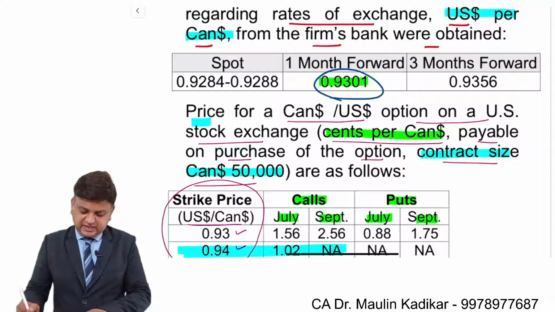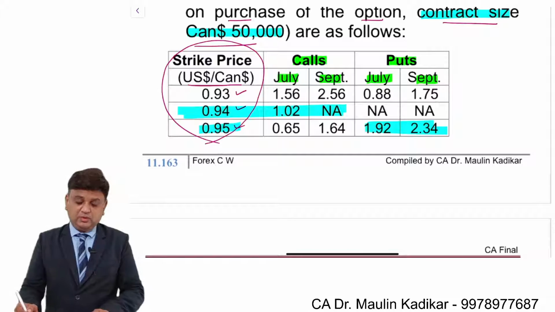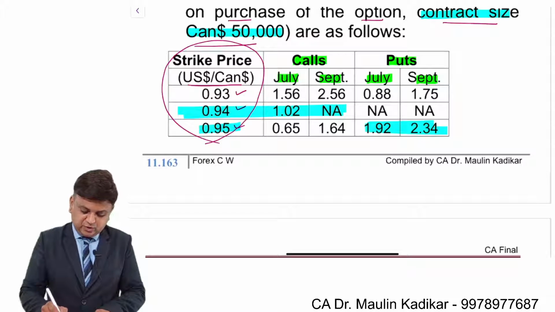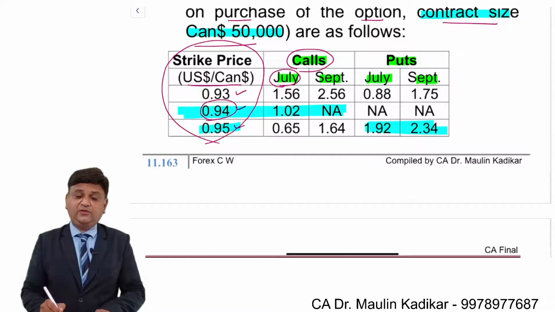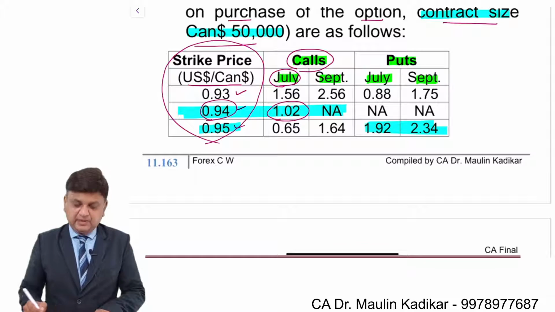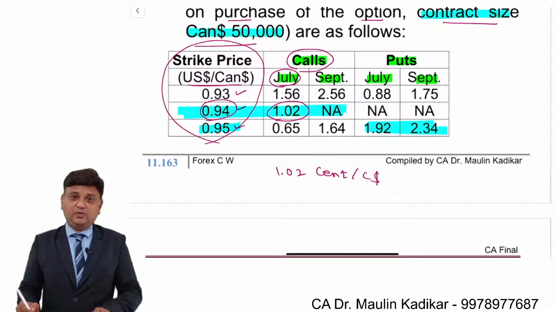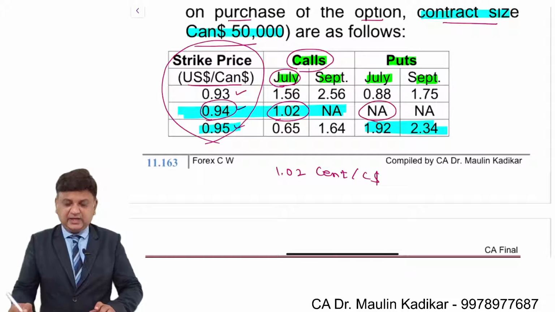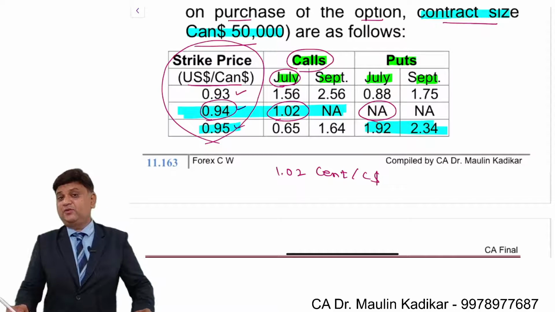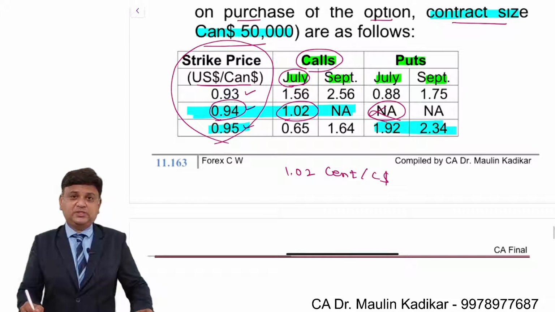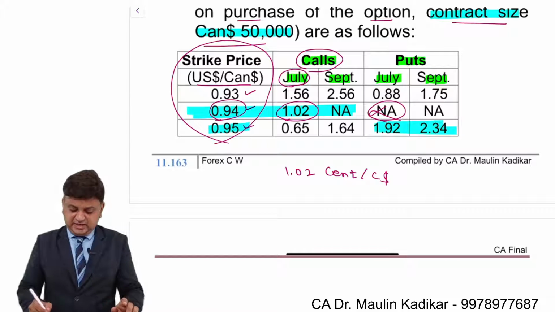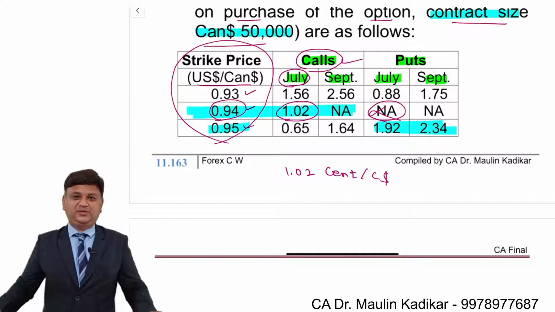So over here friends, listen carefully, we will be entering for the month of July in call option for exercise price $0.94 per Canadian dollar and the premium is 1.02 cent per Canadian dollar. That is what they have provided to us. Coincidentally over here, you can see that they have not provided put premium. However, if it would have been provided, it is of no use to us. And conceptually you should understand that you are supposed to purchase the call option.